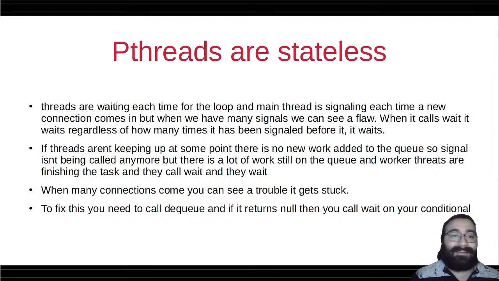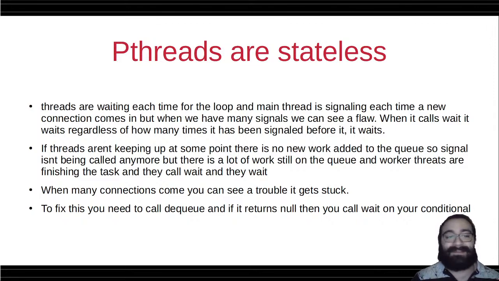Pthread signals are stateless. Threads are waiting each time in the loop, and the main thread is signaling each time a new connection comes in. But when we have many signals, we can see a flaw. When it calls wait, it waits regardless of how many times it has been signaled before. If threads aren't keeping up, at some point there is no new work added to the queue, so signal isn't being called anymore, but there is a lot of work still on the queue, and worker threads finish the task, call wait, and they wait. When many connections come, you can see the trouble.